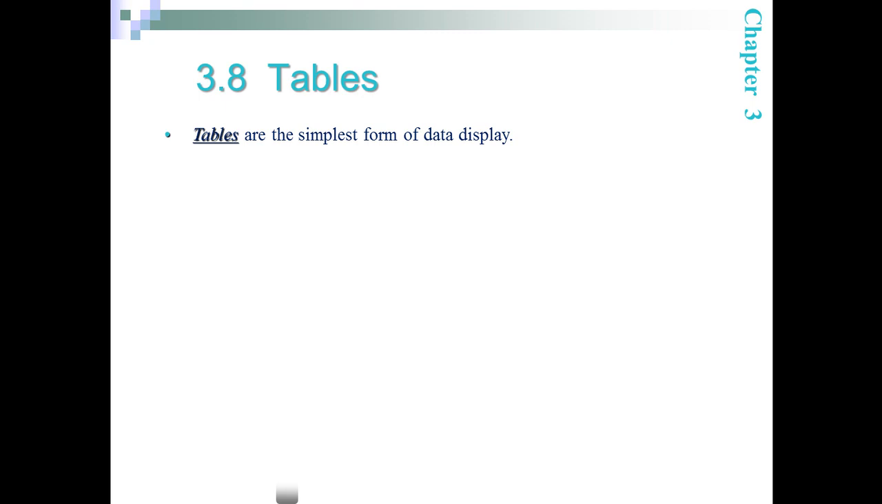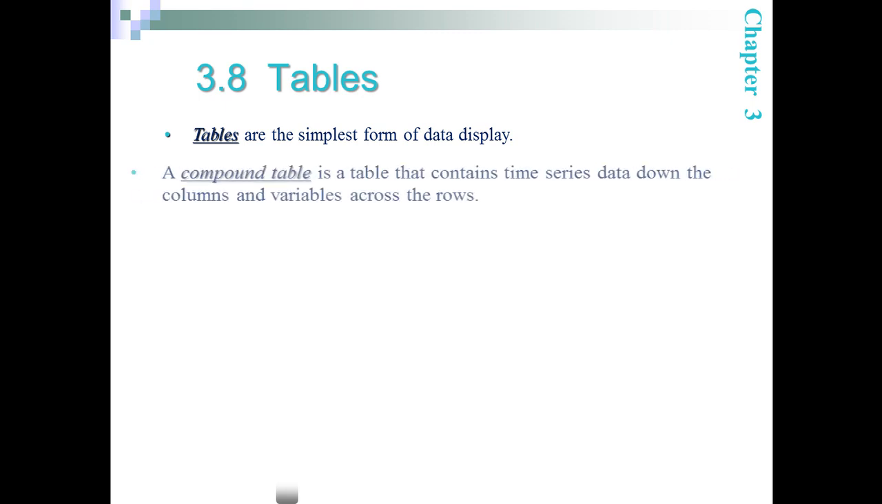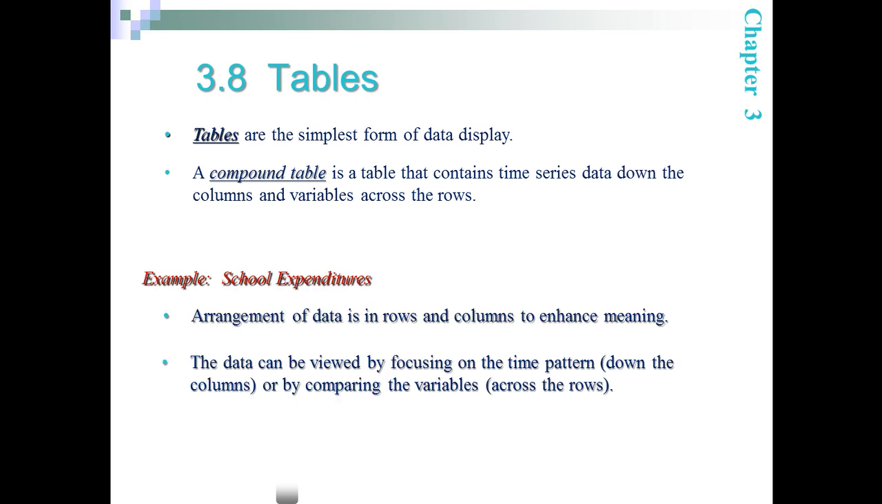Tables are another form of data display, and a compound table is one that contains time series data down the columns and variables across the row. There seems to be a lot of emphasis on time series. I assure you we're not going to do very much at all with time series in this course, but as an example, we can look at school expenditures, and the arrangement of the data is in the rows and columns to enhance the meaning. The data can be viewed by focusing on the time pattern down the columns or by comparing the variables across the rows.